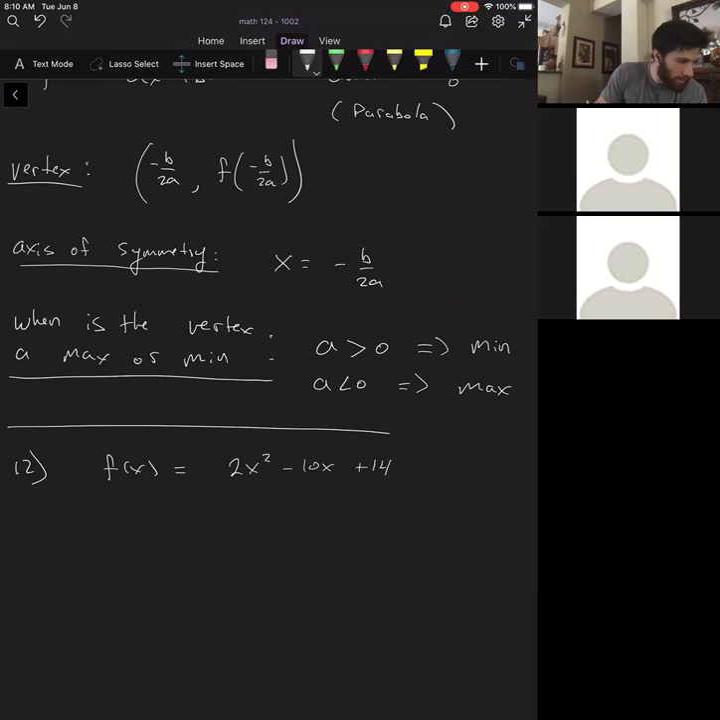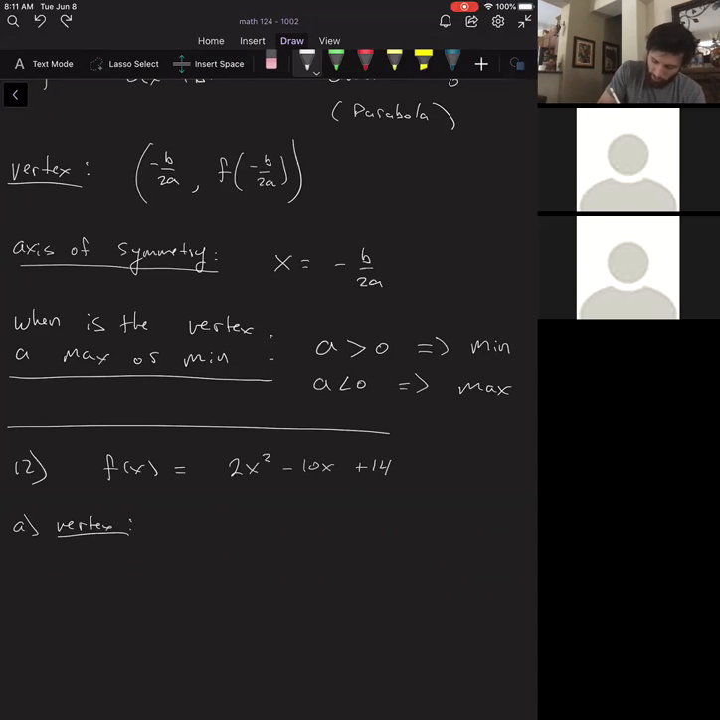We want to find the vertex, axis of symmetry, and determine whether the vertex is a max or a minimum, and then graph the function. So let's start with the vertex. That was the first bit. We want to find the vertex. So if we look above, we've got to find 2 things. We need to find negative b over 2a, and then plug that number inside of f of x.